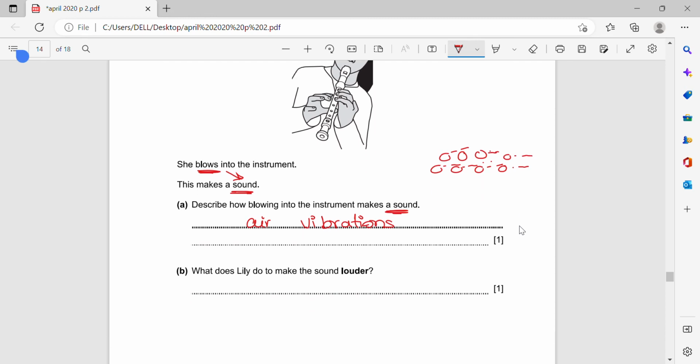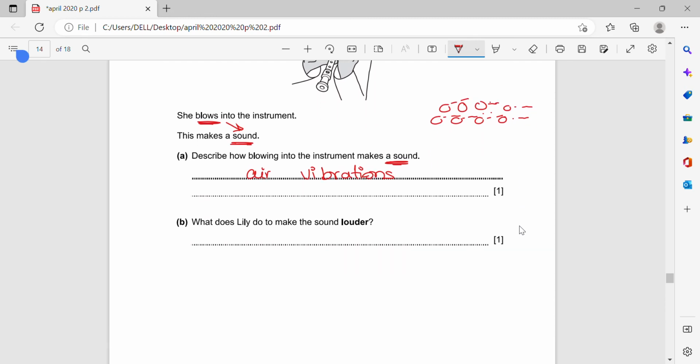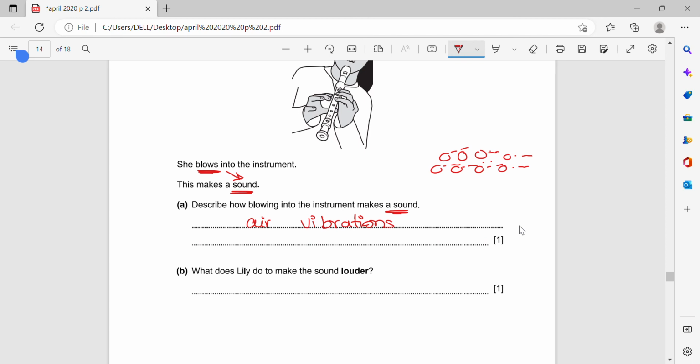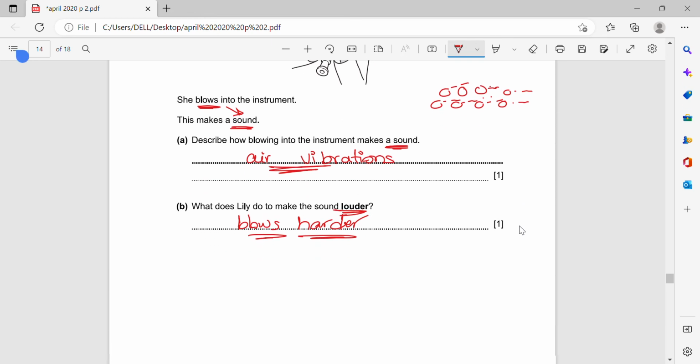Next question. What does Lily do to make the sound louder? If Lily needs to make the sound louder, هتعمل ايه Lily? She blows harder. Blow harder means I have more air vibrations, so the sound becomes louder. Next question.